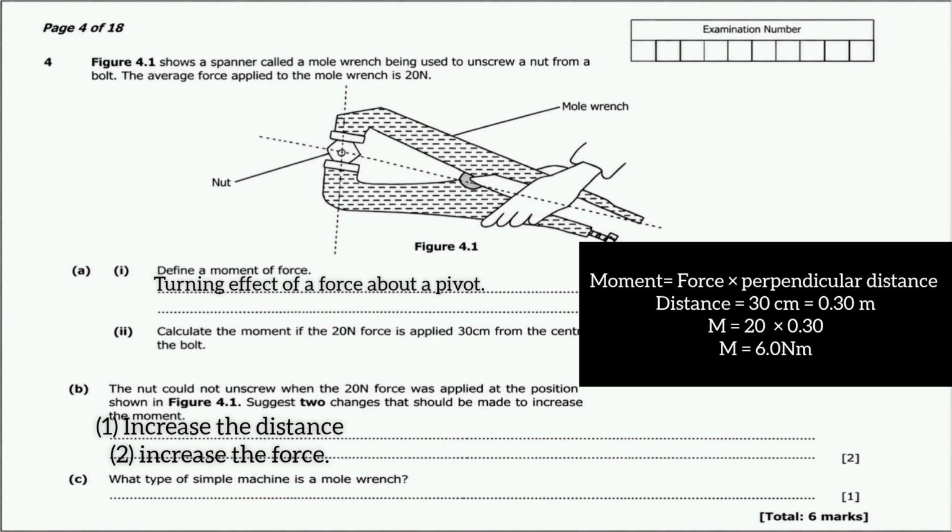Then question 4C asks us which type of simple machine is the mole wrench. Now we haven't learned this because simple machines is a topic on its own, which will be our next video tomorrow. So here, this is a free mark. I'll just give you the answer. It is what? The lever.